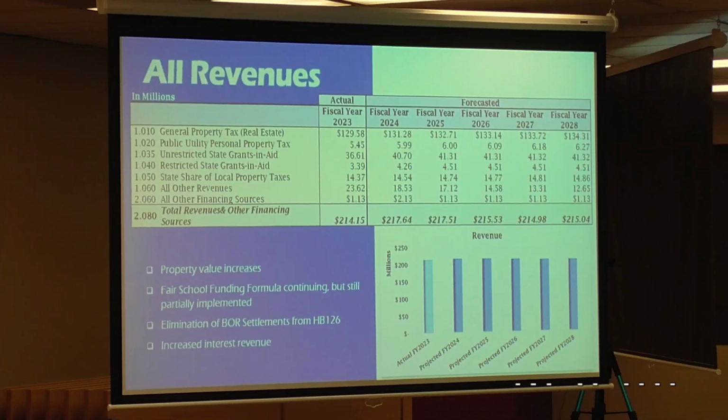We did have a big influx one time for the property owners trying to hurry up and settle before they were no longer able to do that. But that is approximately $1.2 million in revenue that we won't see in the future once that's fully realized. And then we had our interest revenue increase.